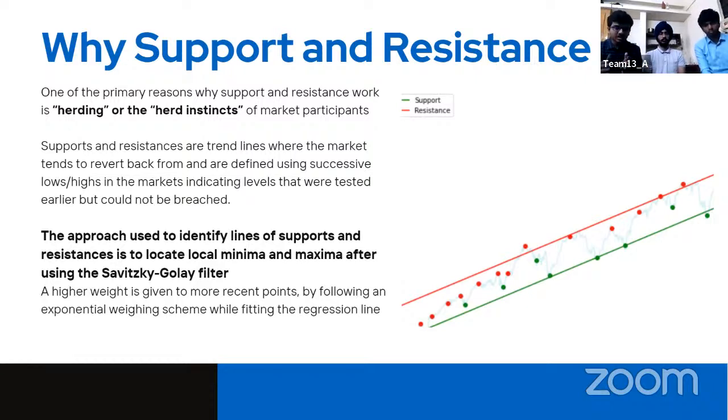But before doing that, we exponentially give more weightage to the recent points, so that the lines drawn by the algorithm are much closer to what a human would draw on the trading screen. So given that we know how we identify our support and resistance lines, let us talk about why we chose to do that. The primary reason why supports and resistances tend to be self-fulfilling is because of the herd instincts of market participants. The more times a support and resistance is tested, the more the participants believe that they are actually very strong and they will hold in the future too. But is that really the case? Let's look into it.